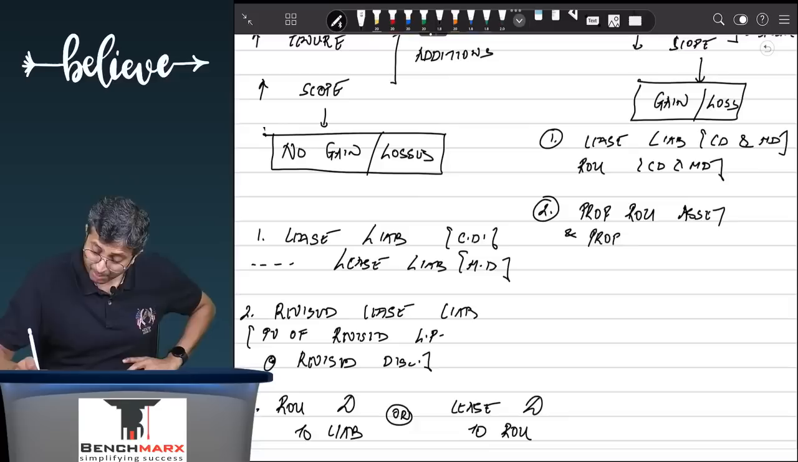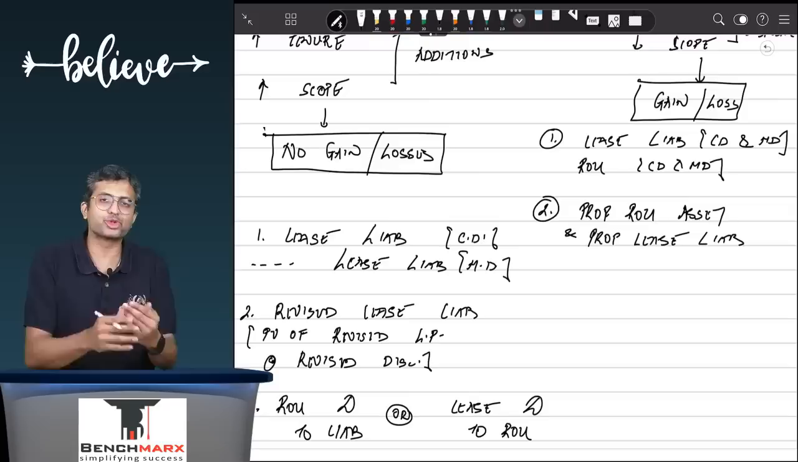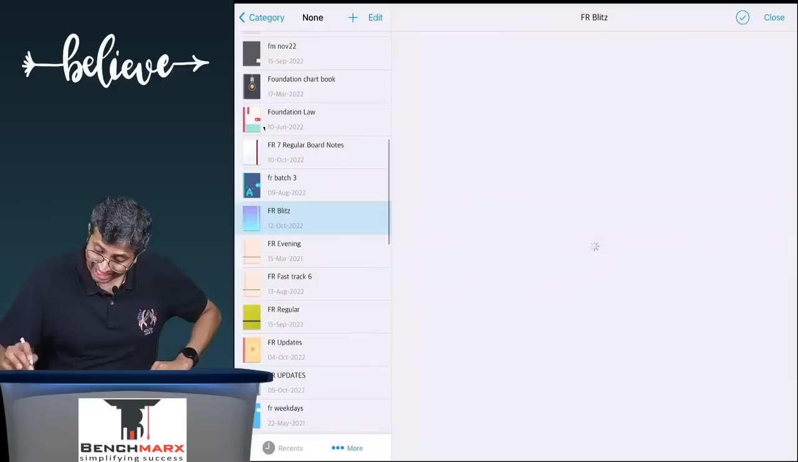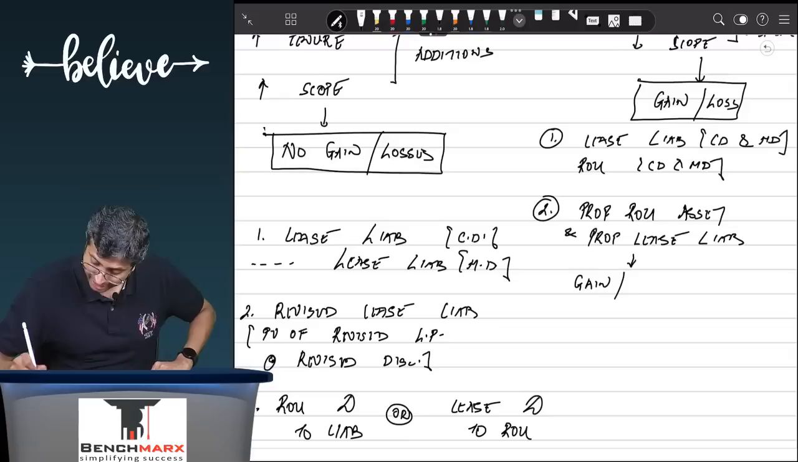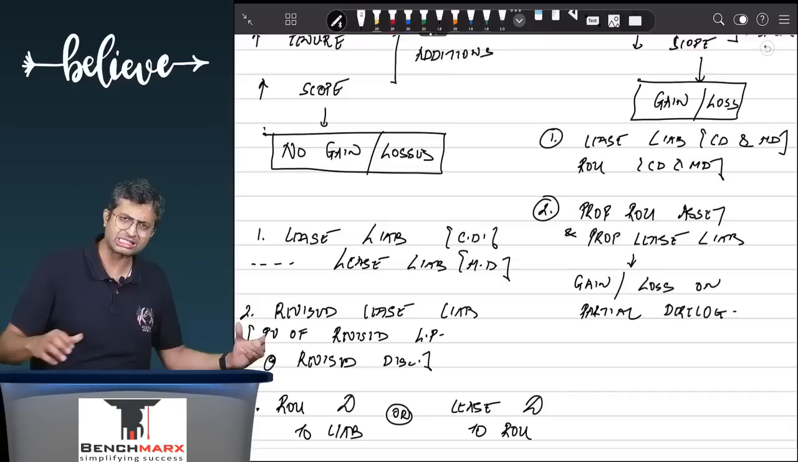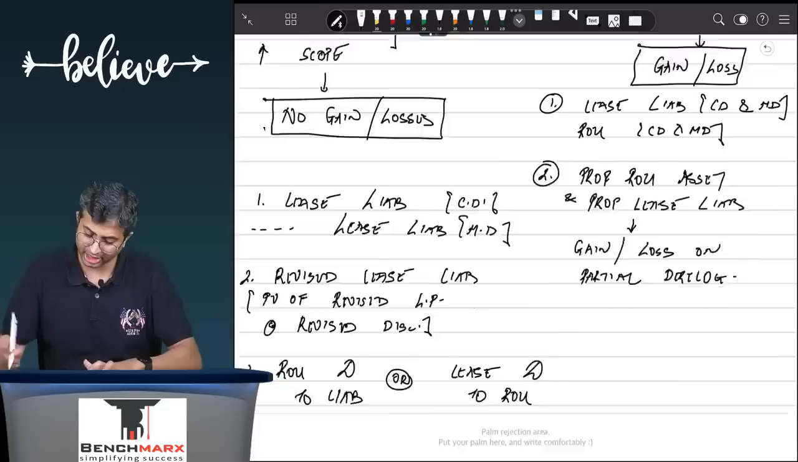You will try to find the appropriate proportion, and unfortunately the appropriate proportion has not been defined, so it is subjective, and thereby calculate a gain or loss. Thereby you will calculate gain/loss on partial derecognition of ROU asset. So this is the one or two additional steps. You will have to find the proportionate lease liability and the proportionate ROU asset that you have to derecognize, and then accordingly calculate the gain or loss.